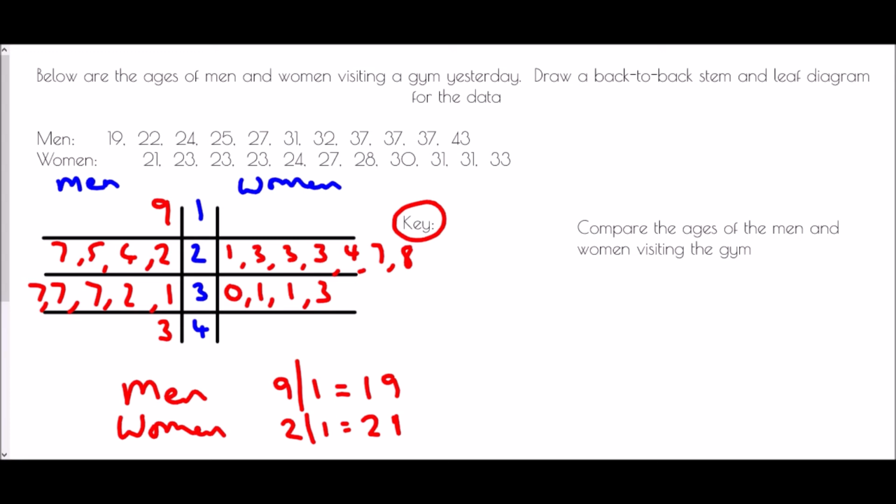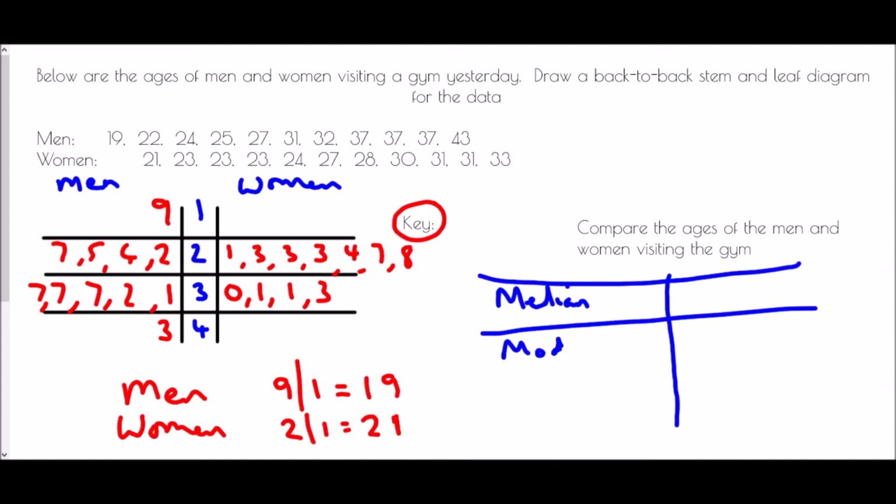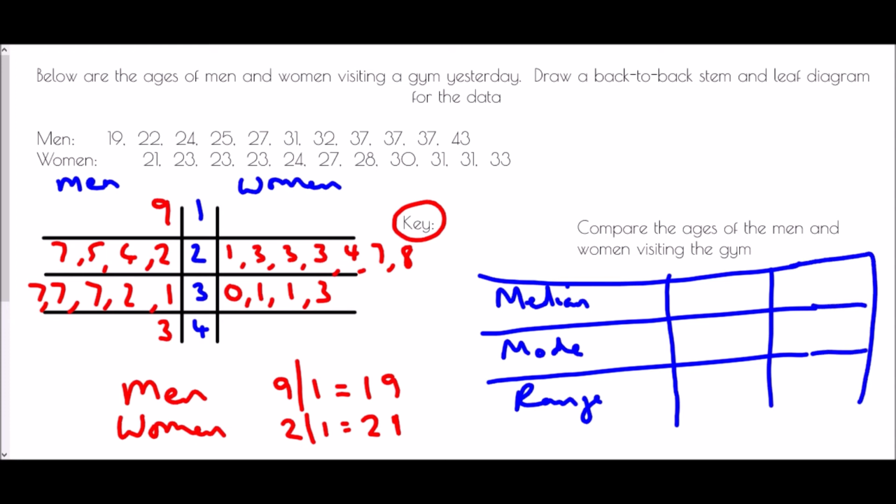Now, what we've been asked to do is to compare the ages of the men and women visiting the gym. Now, if you're going to compare data sets, the first thing is you need to compare some averages, and then we also need to compare a measure of spread. And so, what I'm going to do is find the median, as that is an average I can find. I'm going to find a mode, and I'm going to find the range. And I'm going to do that for men and for women. So men, women.